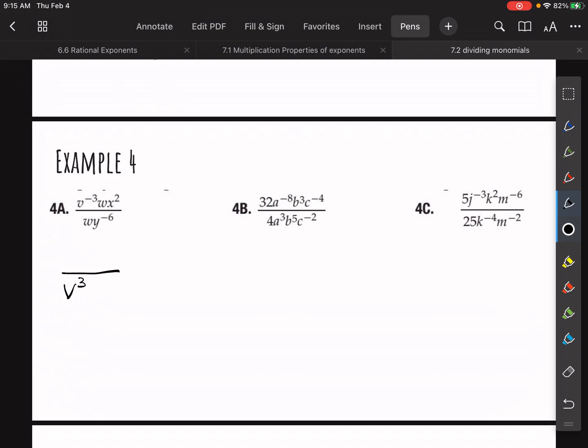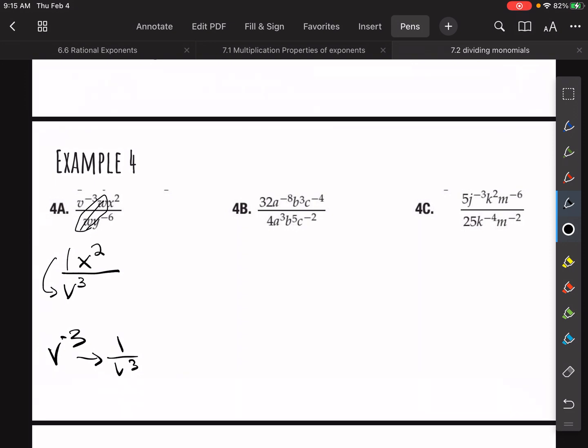So I'm just going to move that v to the negative 3 down below and turn it positive, because remember, v to the negative 3 equals 1 over v to the third. I basically did 1 over, but we don't include the 1, but I'll keep the 1 there so you don't get confused. For the w's, we have w over w, which is just 1. So I don't worry about the w's, they cancel.